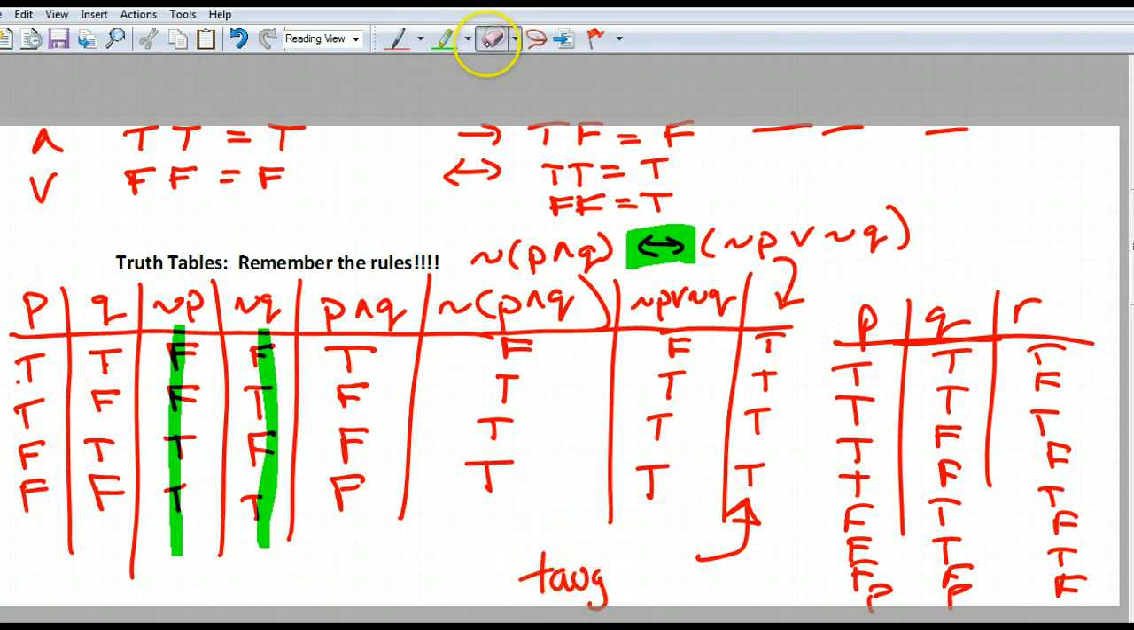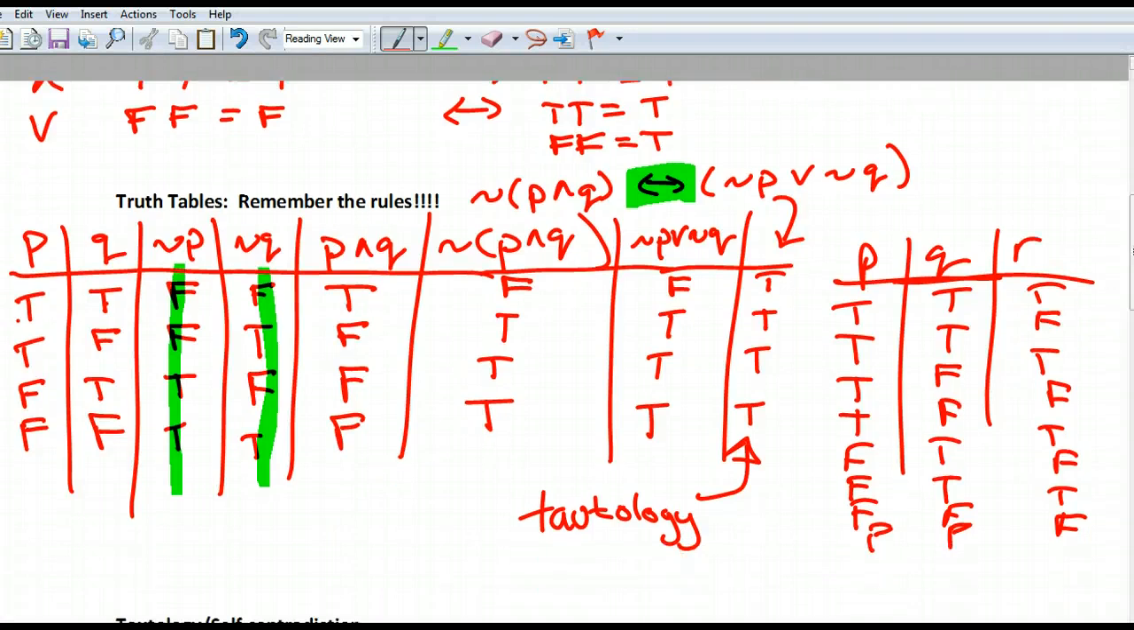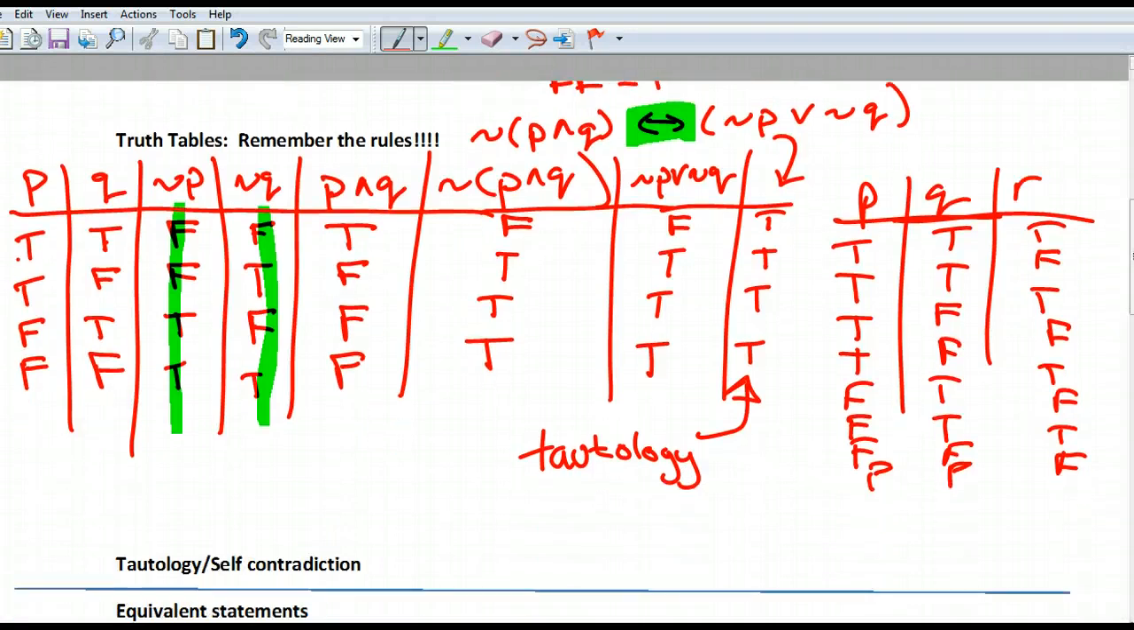Tautology. What if it was all falses? It would be a valid argument if you had an argument out of it, right? But if it were all falses, what would it be considered? You guys remember? A self-contradiction. Self-contradiction. Okay, so that's the last part that I wanted to cover today: this is all trues, and this one's all false.